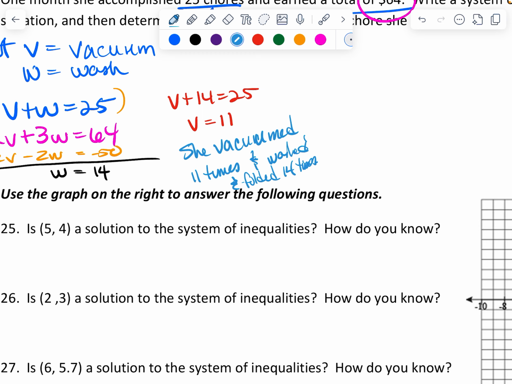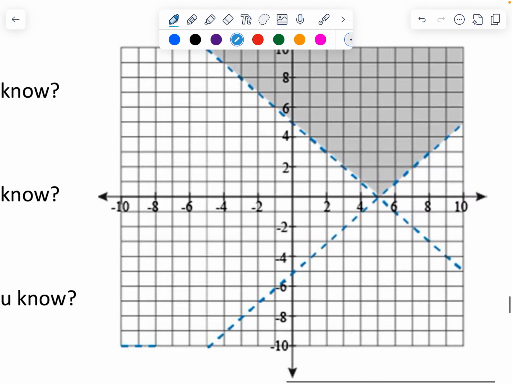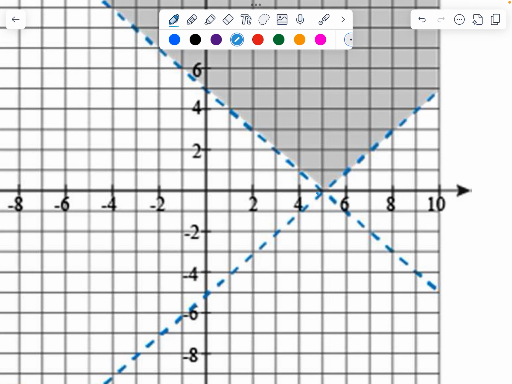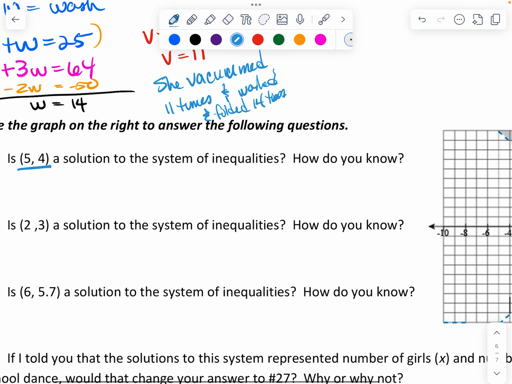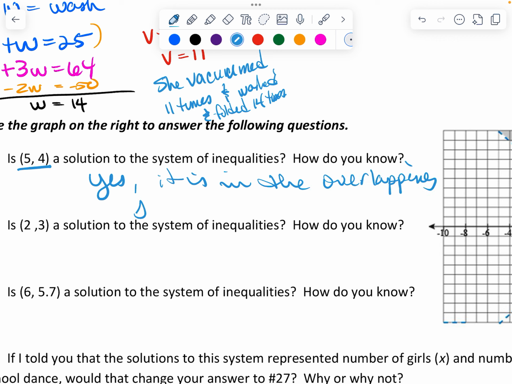So we're going to look over at this next and see, is 5, 4 a solution to the system? So we go over to 5, we go up to 4. Is that point right there a solution? Yes, it is. That is a solution. Yes. It is in the overlapping shaded region.